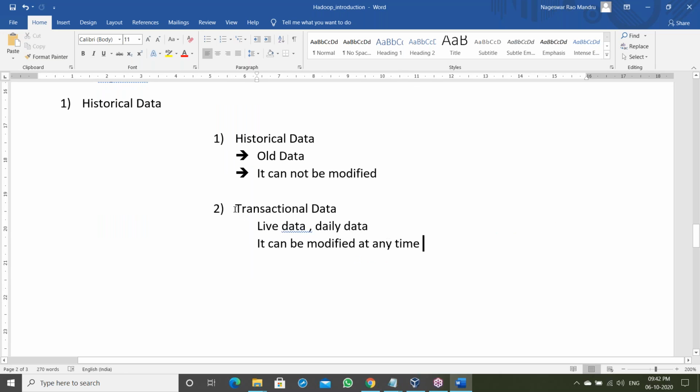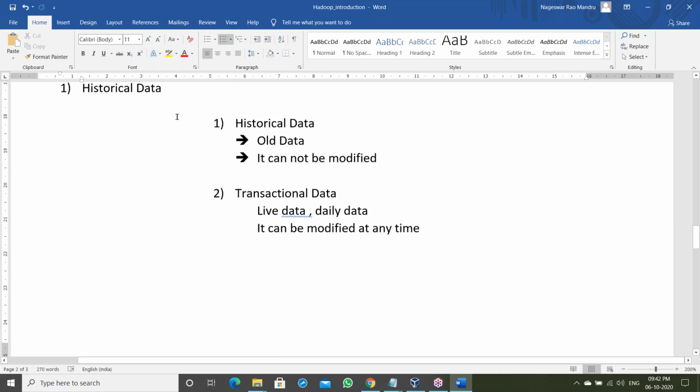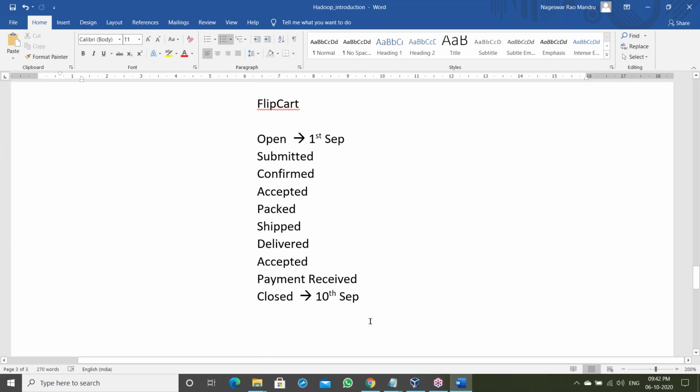Traditional systems can handle transaction data, no problem. But historical data, no, they cannot. Traditional systems cannot handle 10 years of historical data. They can handle only 1 or 2 years of data, not more than that. So historical data comes under big data. This is one of the examples of big data. Next, one more example.